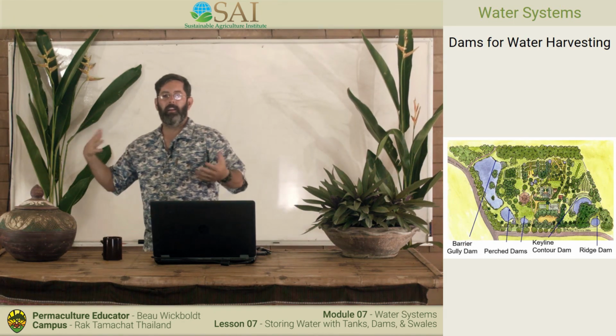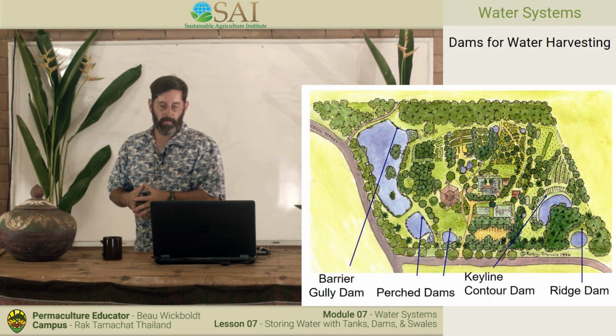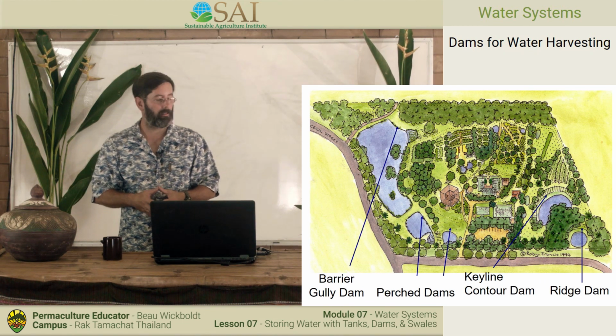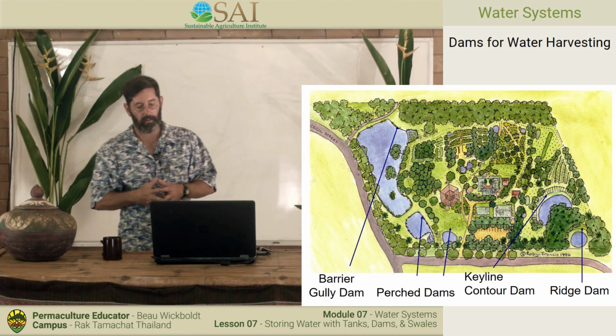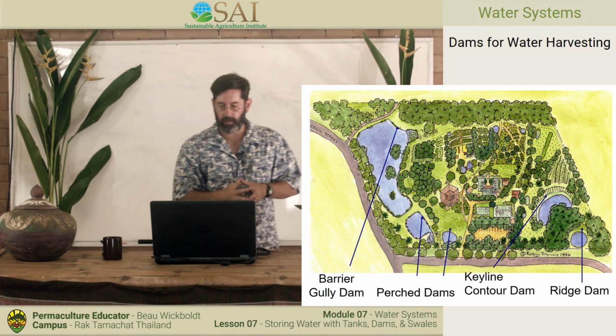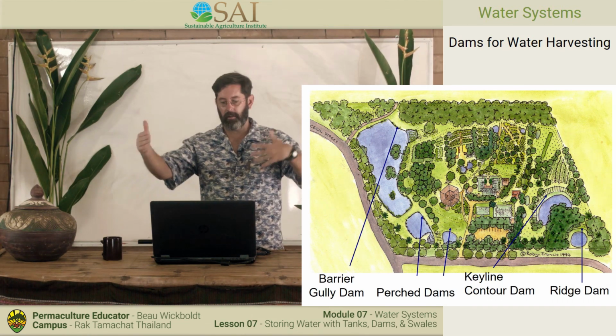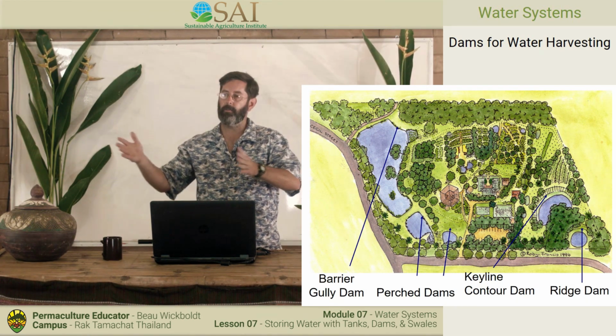Think about the layout. This is a really nice master plan. It's a place called Dungbun Gardens. It's a famous permaculture site in Australia, one of the oldest permaculture sites. So this is their master plan. These are their water harvesting, and then they describe what they do with them.